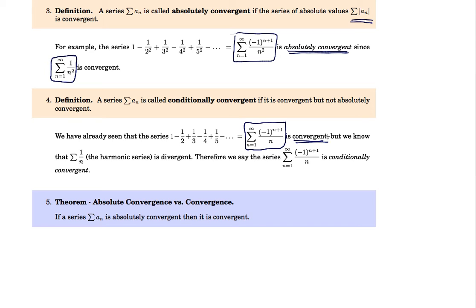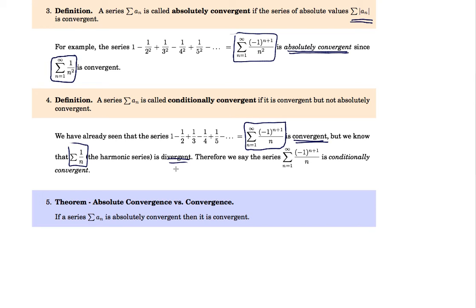But we know that the only reason it converges is because of those negative signs being present, these alternating signs that come up. And that's because if they weren't there, then the underlying series is the harmonic series, which we know diverges. So we would say then that this series is conditionally convergent. It's conditionally convergent because it's converging only because of the fact that there are negative signs appearing, only because of the condition of how the signs are placed in the series.